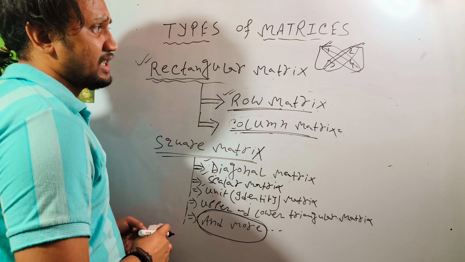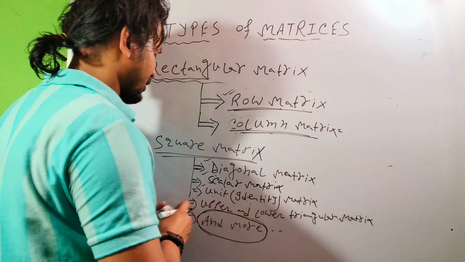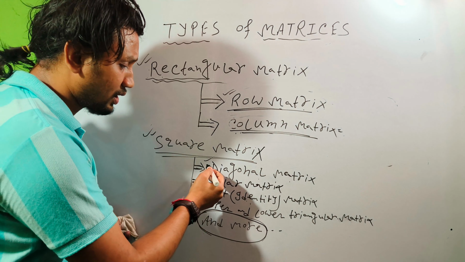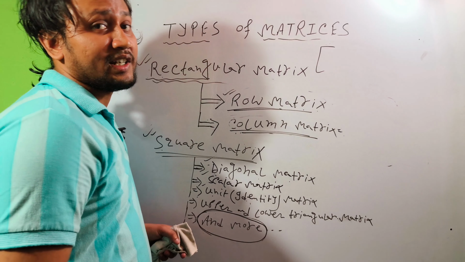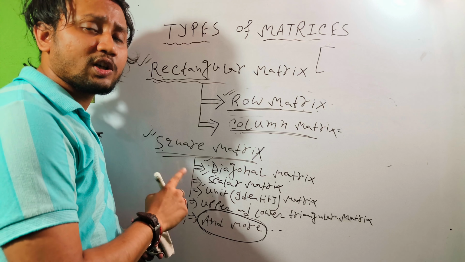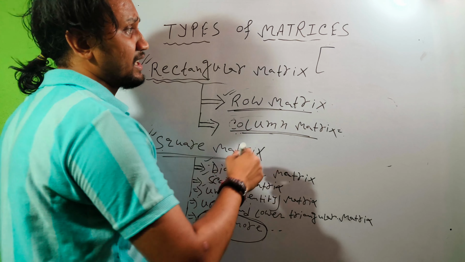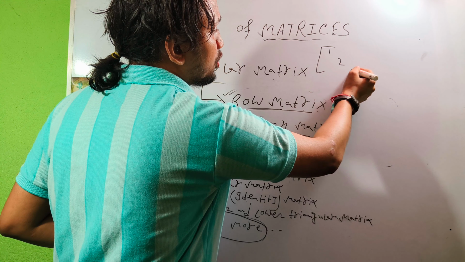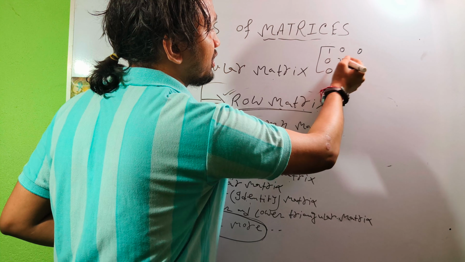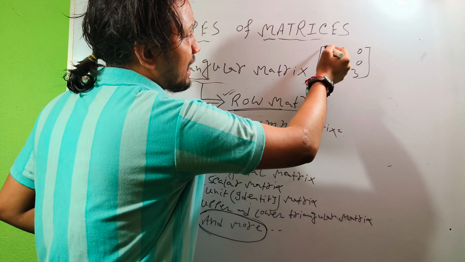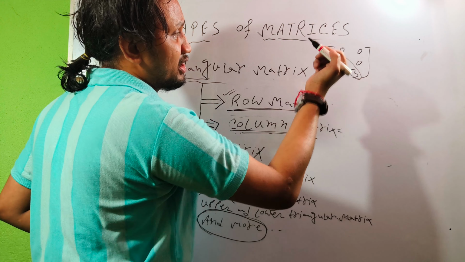Now a diagonal matrix is a kind of square matrix for which not all the diagonal elements are 0, but others are 0. That is, if I take here 1, 2, 3, 0, 0, 0, 0, 0, 0. Here we can see that the diagonal elements are not all 0, but other elements are 0.